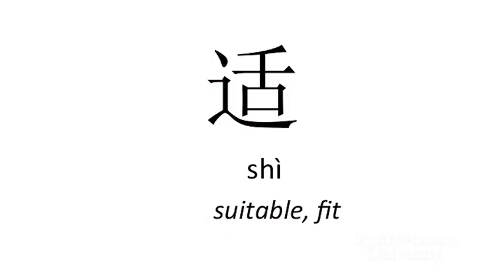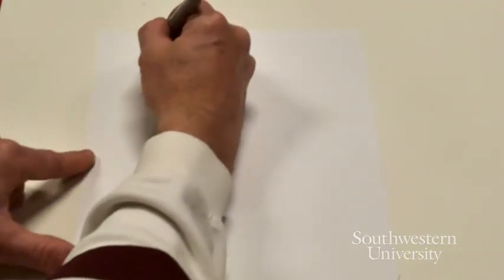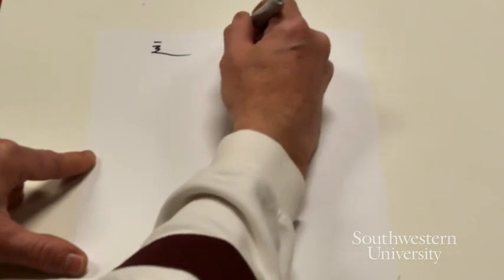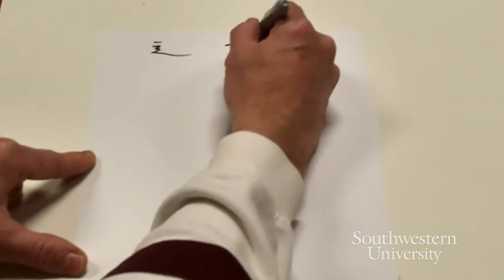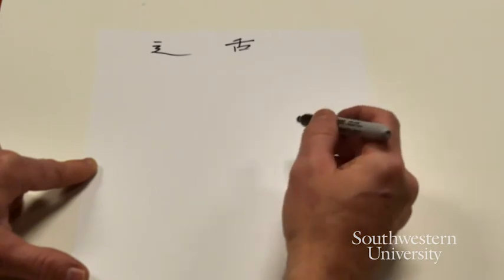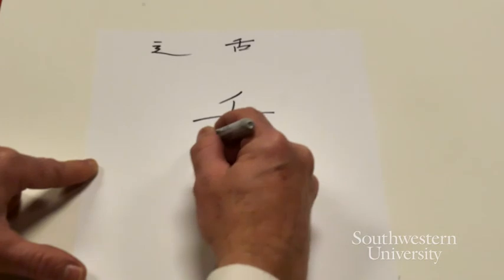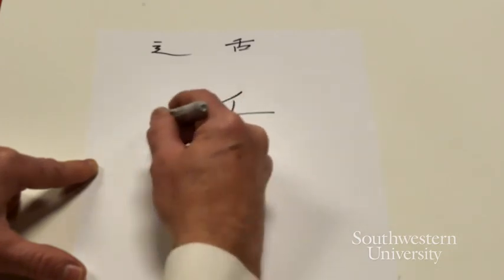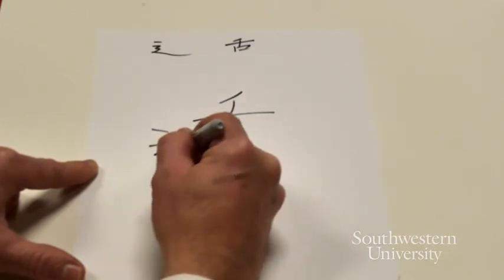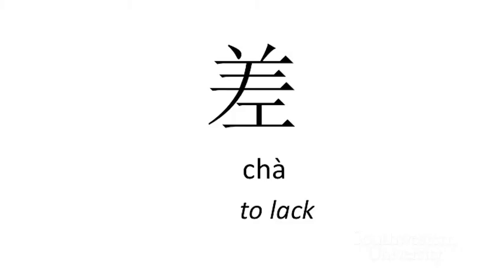Shi. We have the zhou-zi-pang, the walking or movement radical, and then this component is a tongue. Nothing is so suitable as somebody who can talk while walking. Pie, hung, shu, hung, ja, hung, dian, hung, ja, na. Cha.